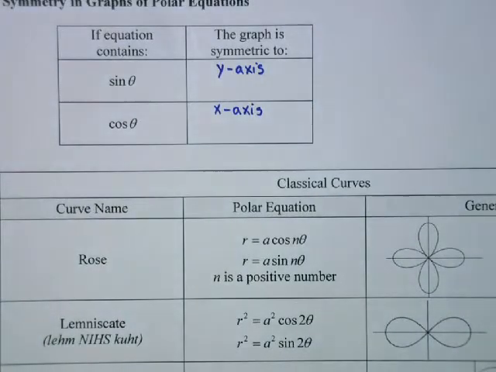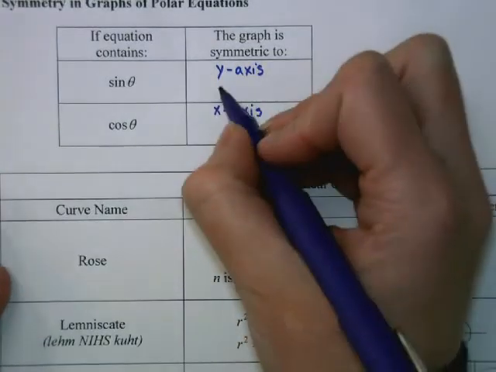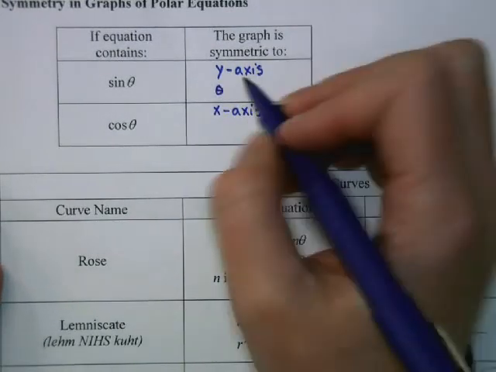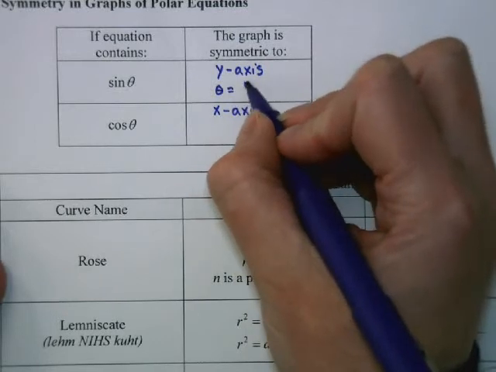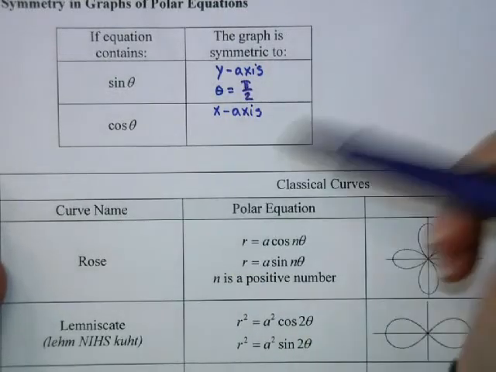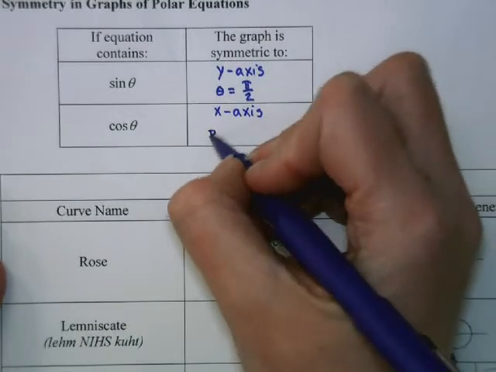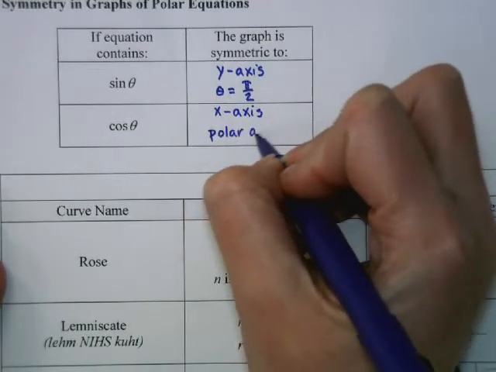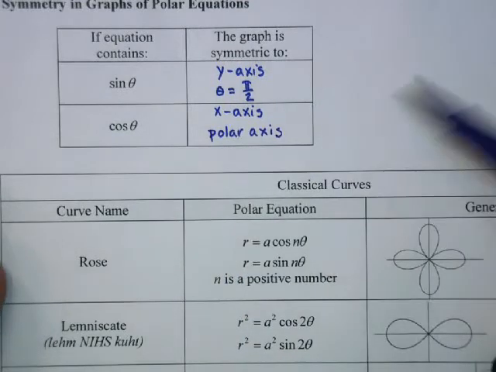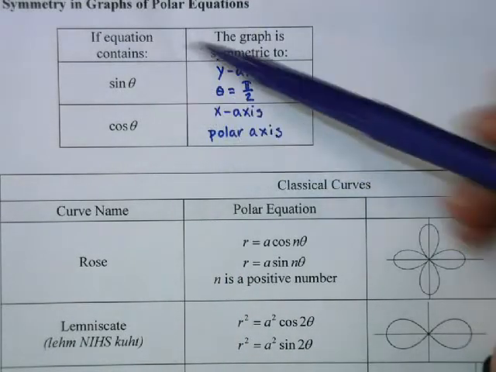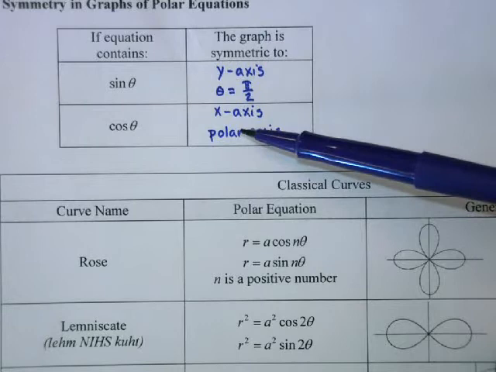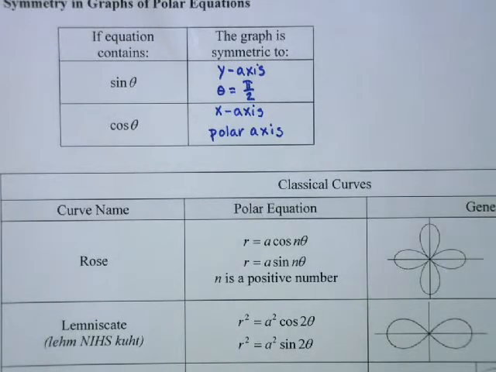So if it has a sine, it's symmetric to the y-axis, also known in polar, since there really isn't x and y, as theta equals pi over 2. Cosine is going to be symmetric to the x-axis, also known as the polar axis. This is easy to remember because sine goes with y, cosine goes with x, just like it has for everything.